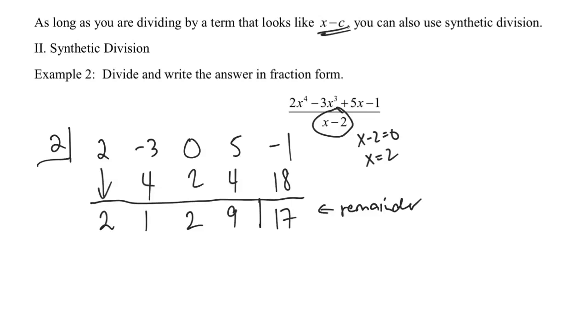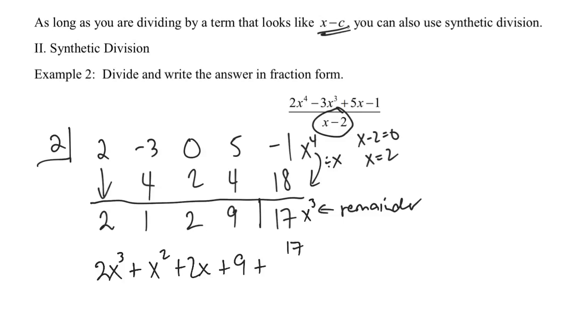Now, how do I write my answer? Because right now on the last line, I just have a bunch of numbers. Well, this top line started with x to the 4th. When I divided that first time, I divided by a term that had x, and so that gets me down to a line that starts with x to the 3rd. And so this is going to say 2x to the 3rd plus 1x squared plus 2x plus 9, and then plus my remainder divided by what I divided by.